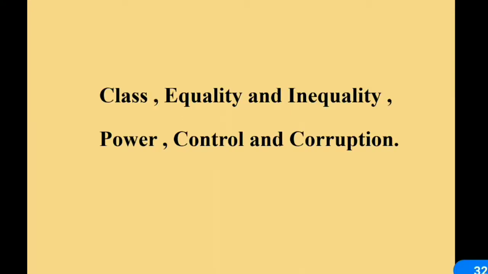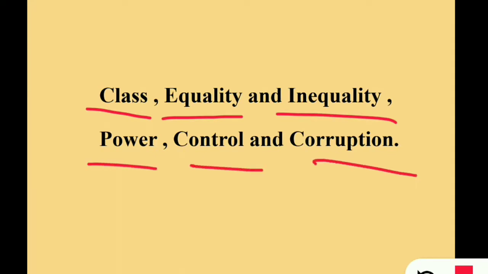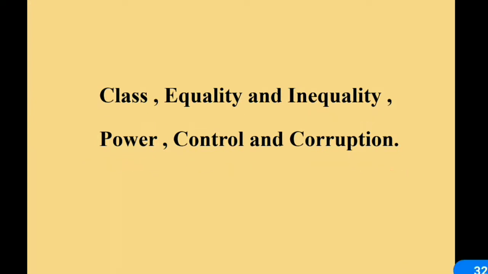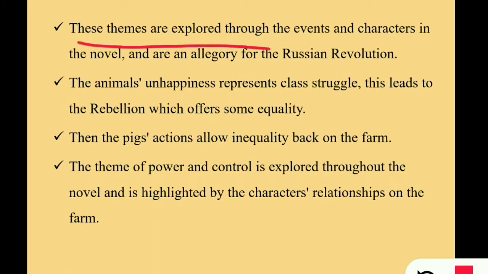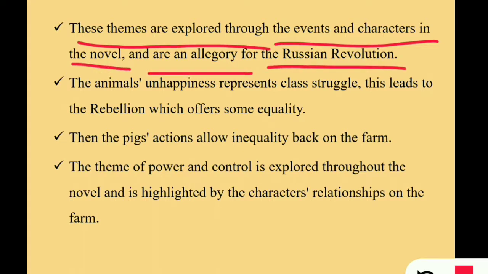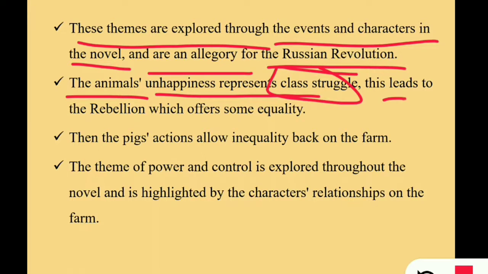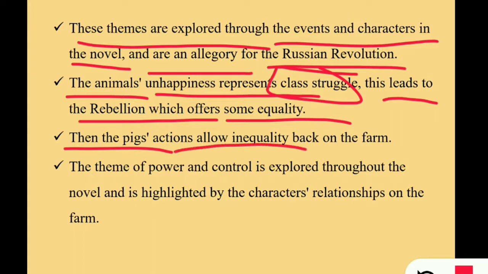Let's move towards themes. Here you will find class, equality, inequality, power, control and corruption. These are the six things which come in the story. These themes are explored through the events and characters in the novel and are an allegory for the Russian Revolution. The animals' unhappiness represents class struggle. This leads to the rebellion which offers some equality. Then the pigs' actions allow inequality back on the farm.